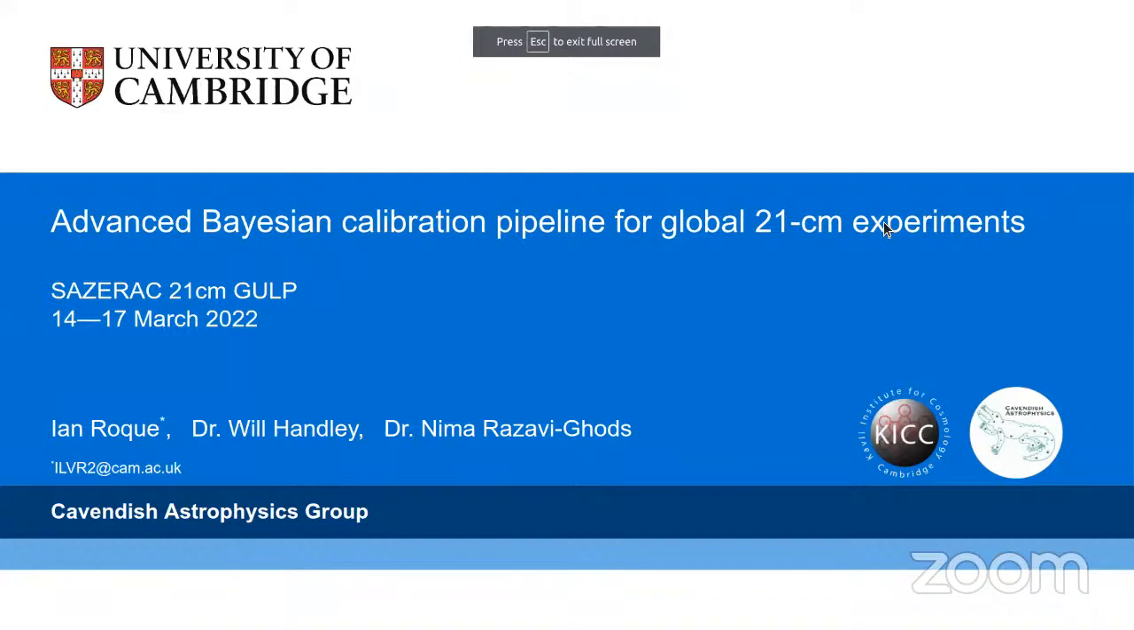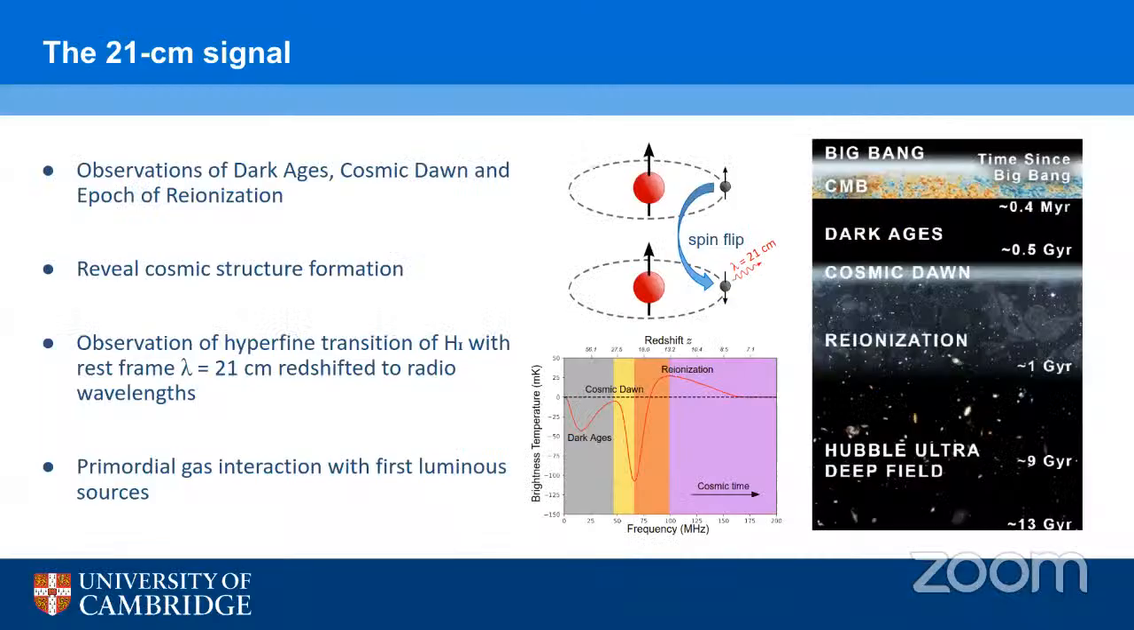Okay. Hi, I'm Ian, and I'll be talking to you about advanced Bayesian calibration for global 21 centimeter experiments. We are, of course, looking for the cosmic 21 centimeter signature, which would provide observations of the dark ages, cosmic dawn, and the epoch of reionization. These will in turn reveal the formation of cosmic structure as primordial gas interacts with the first luminous sources.